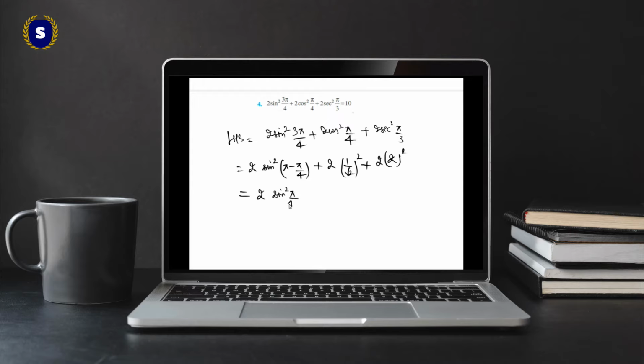So this will become 2 sine square pi by 4 plus 2 into 1 by 2 plus 2 into 4. The value of sine pi by 4 is 1 by root 2, 1 by root 2 whole square, plus 1 plus 8. This will become 2 into 1 by 2 plus 1 plus 8. So finally it would be 1 plus 1 plus 8, that is equal to 10, right? So we have got the value of LHS equal to RHS, hence proved.